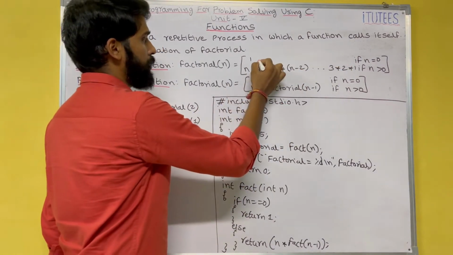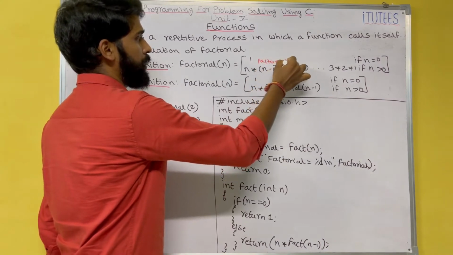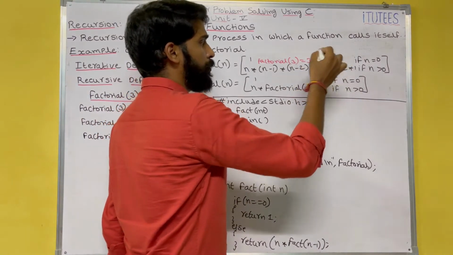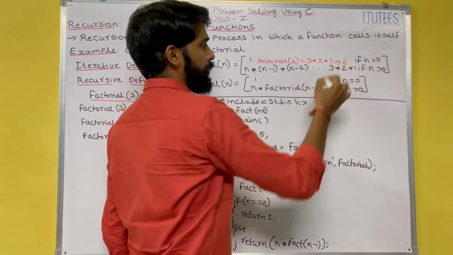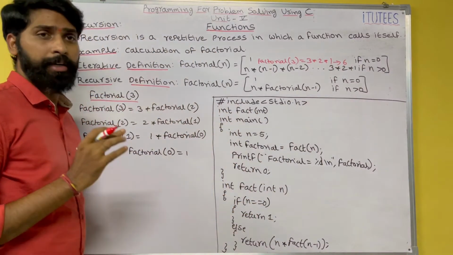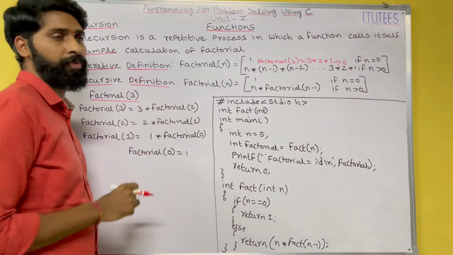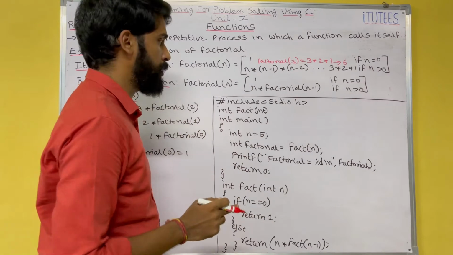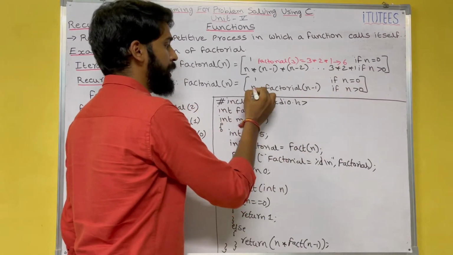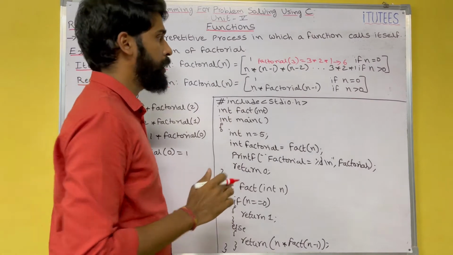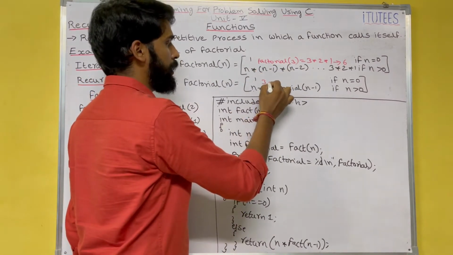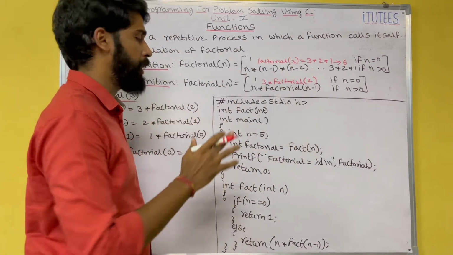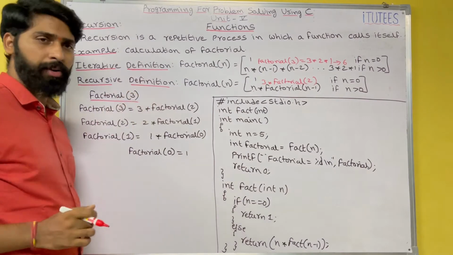For example, factorial of 3 equals 3 into 2 into 1, so that is 6. Okay, coming to the recursive definition. Factorial of n equals 1 if n equals 0. If n is greater than 0, then n into factorial of n minus 1. That means factorial of 3 equals 3 into factorial of 3 minus 1, that is 2. Okay, so this is the factorial of 3.